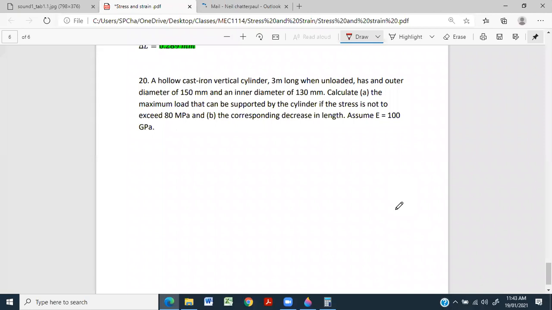A hollow cast iron vertical cylinder, 3 meters long when unloaded, has an outer diameter of 150 millimeters and an inner diameter of 130 millimeters. Calculate A, the maximum load that can be supported by the cylinder if the stress is not to exceed 80 megapascals, and B, the corresponding decrease in length, assuming E equals 100 gigapascals. So work number 20.